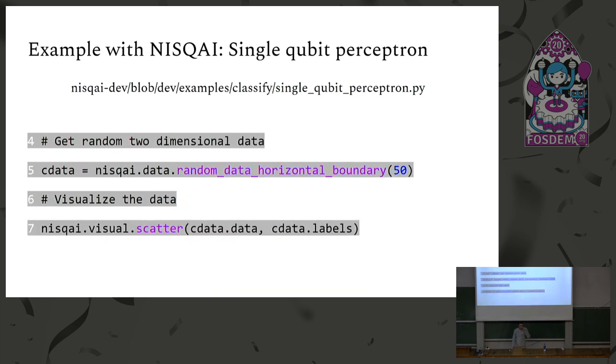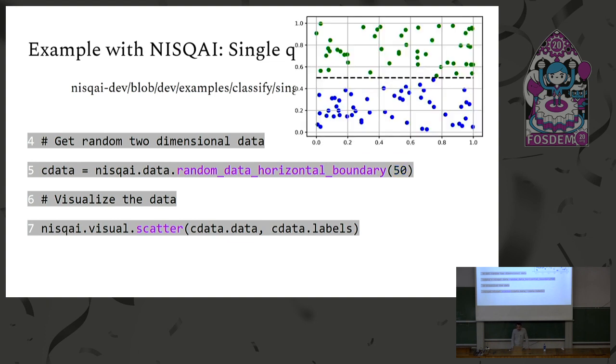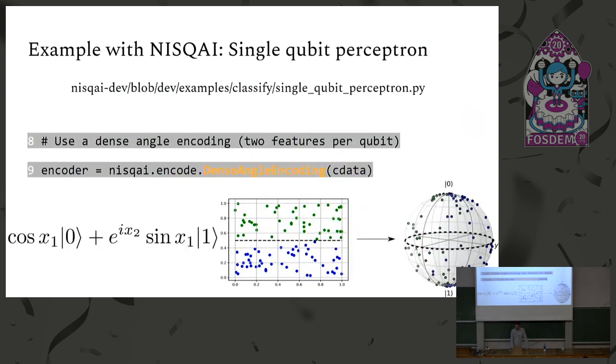The next thing we do is we get some data. So here we're just going to use random data, which can be separated by a horizontal line. So that's line 5 here. And then if you want, we have tools to visualize data. So if you run this, you'll see a plot that looks something like this. So the top class colored green and the bottom class colored blue. And this line is showing you the decision boundary between the two.